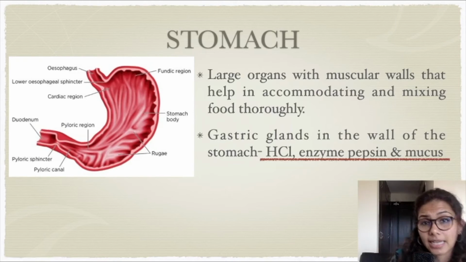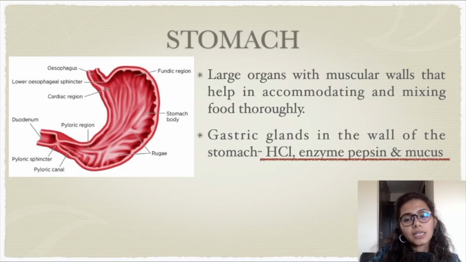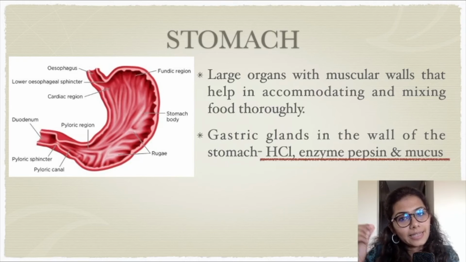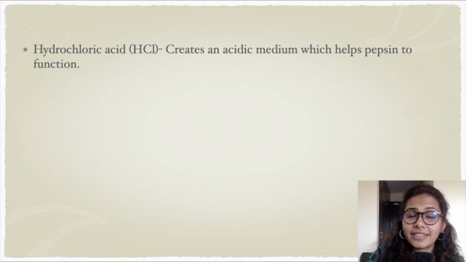Gastric glands are present inside the wall of the stomach, and these gastric glands secrete a few things: 1, HCl or hydrochloric acid, 2, the enzyme pepsin, and 3, mucus, right? So we'll look into what each of these ingredients does. Firstly, we'll take hydrochloric acid. This is the first ingredient that the stomach secretes, and it creates an acidic medium which helps the next ingredient, the pepsin enzyme, to function.